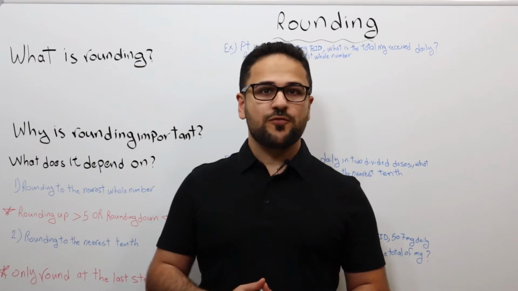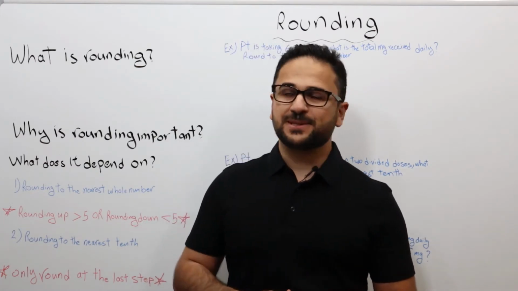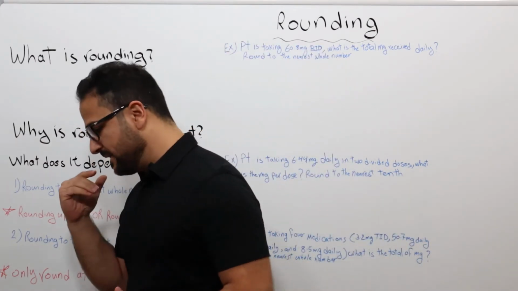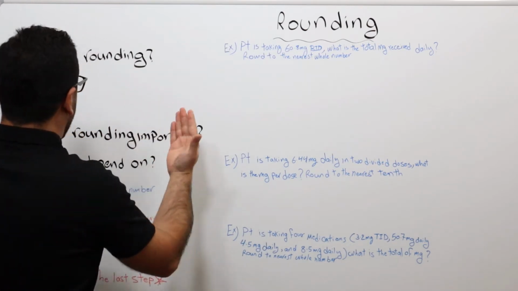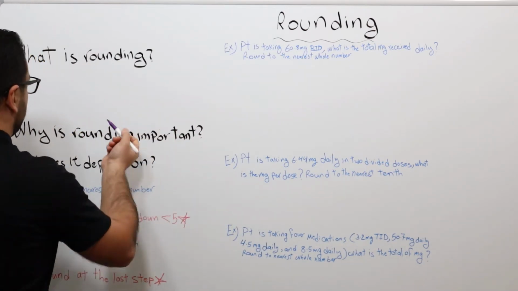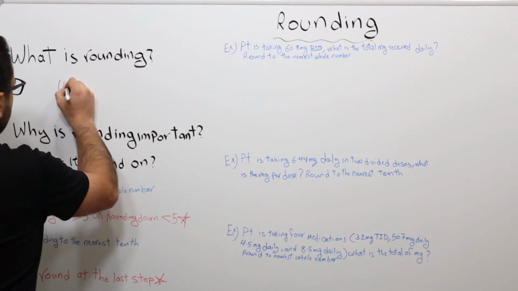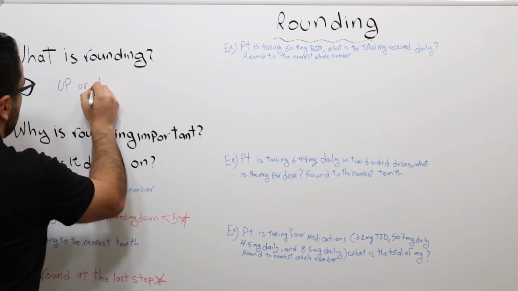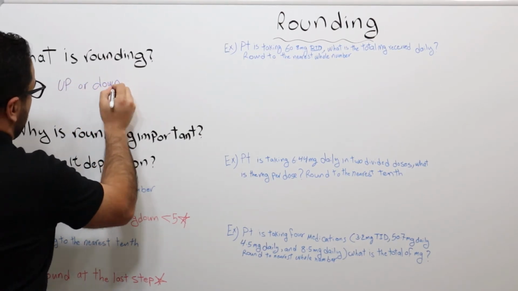So previously I did go over math conversion units, and I did go over also some examples. Today I'm going to go over rounding. So let's get into it. What is rounding? Rounding is basically going up a number or down a number.